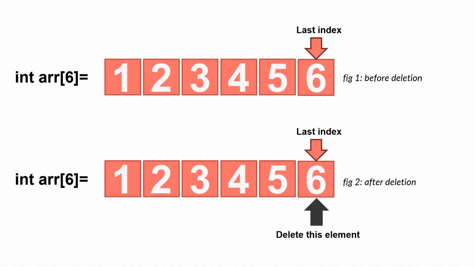Here, we have an array of type integer of length 6. It is a completely filled array. We have to delete the last element as indicated in figure 2. After deletion, the last index will be indicated by the arrow.